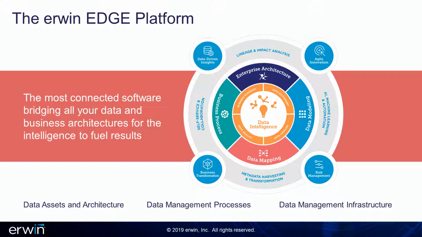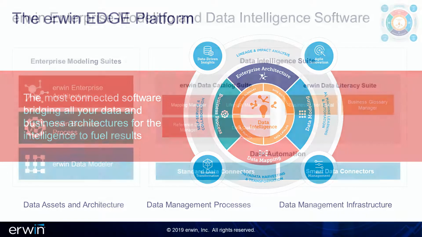But understanding data alone isn't enough. You need to know which people and systems are using it, what they're using it for, where it's stored, and where it's moving. The Erwin Edge platform provides tool sets for enterprise architecture, business process, and data modeling, all connected through a common meta model.